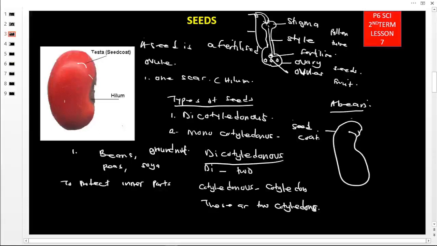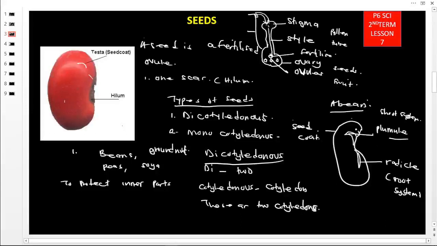Then up here we are going to have what we call the plumule. This part is called the plumule, and it is this plumule which is going to develop into the shoot system. Remember, from our classification, we discussed the plumule and the shoot system. Therefore, this shoot system comes from a part of a seed called the plumule. Then below here we have another part called the radicle. This radicle is the one which is going to give us the root system during the process of germination.